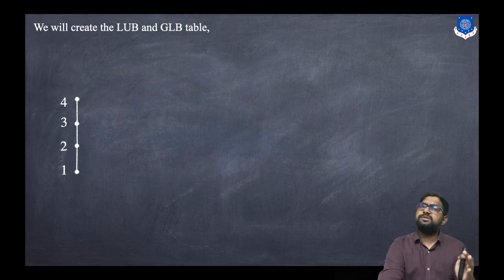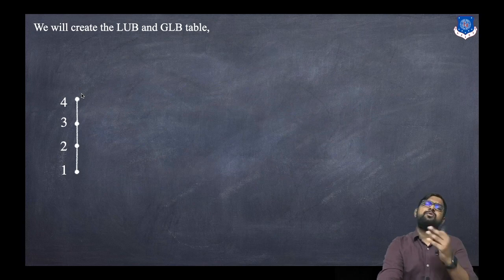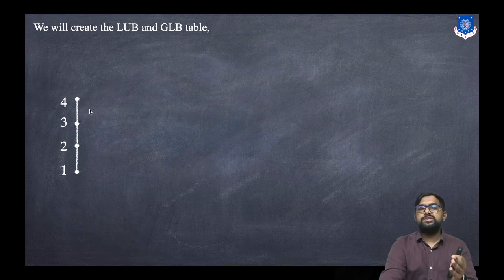See, in the previous session only a set and a relation were given. So in that example we wrote the relation, found the Hasse diagram, and then we created the GLB and LUB tables. Here there is no need to do that. First we will check whether it is a lattice, and then we will go for the complemented and distributive lattice checks. So this is the Hasse diagram.